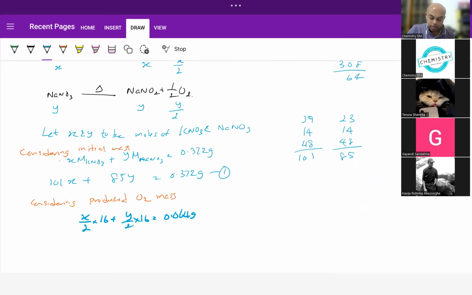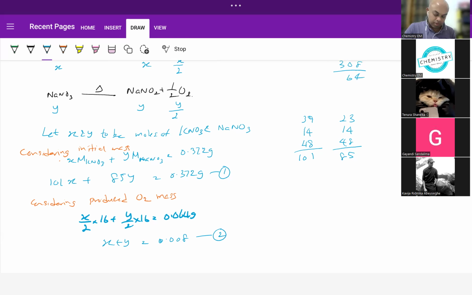So I can write this down as x plus y is equal to 0.008. This is the second equation. You have two equations, right? Solve it for x and y, and the mole fraction. I'm not going to do this one. You need to find x and y, right? It's maths.